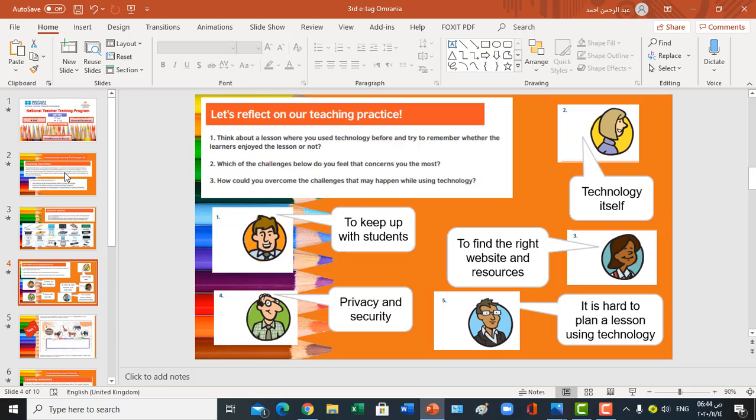That was the answer. After that, we spoke about teacher number 5. He said it's hard to plan a lesson using technology, and hard to put technology inside each activity or part of the lesson I want to give to my students. Here was the answer: you don't need to put technology in each part of your lesson. You can use technology only when it's needed, to deliver the information.